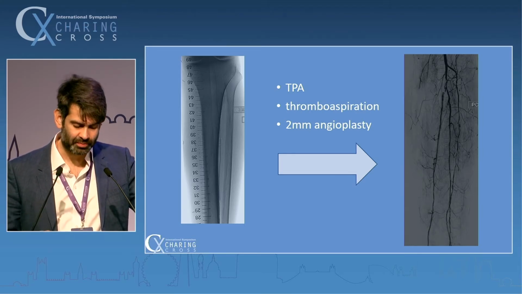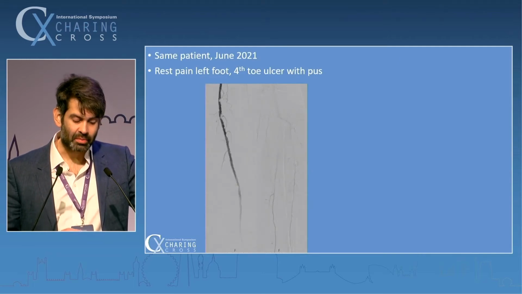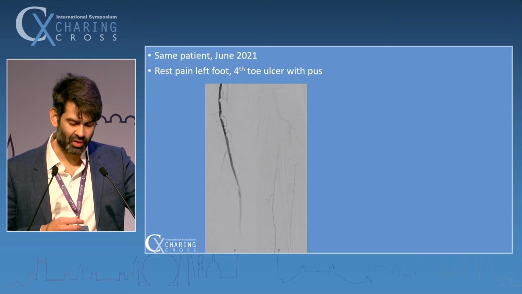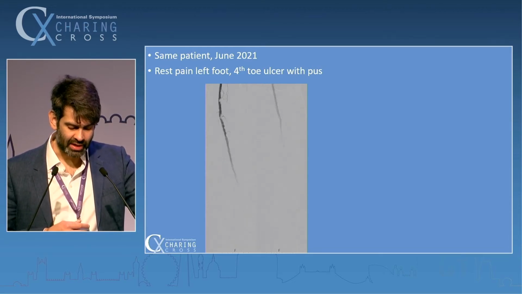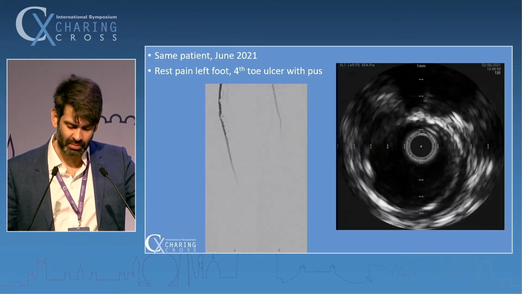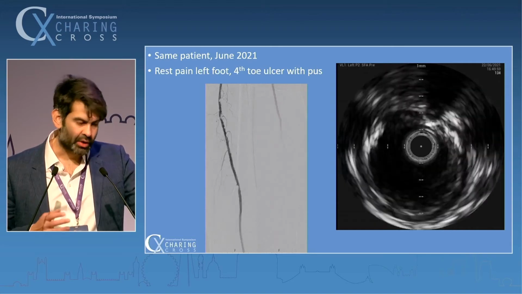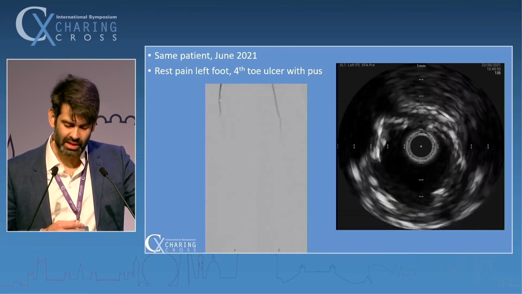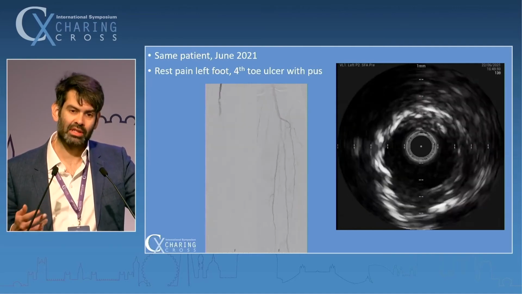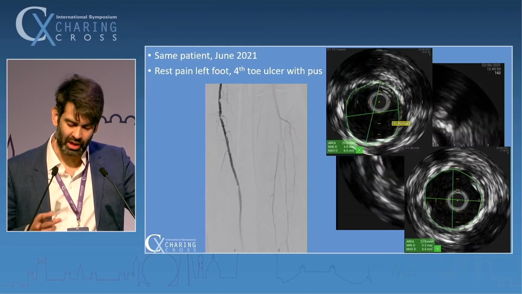with a decent runoff. The same patient presents to us 2 years later with new occurrence of rest pain in the same foot. He's got a fourth toe ulcer with pus expressed from the wound, and you can see here the disease has essentially recurred in exactly the same place with exactly the same severity, but now we have IVL available. You can see on the intravascular ultrasound pictures how calcified this disease is, and you can understand how this is going to respond to plain balloon angioplasty, and we know how the atherectomy story ends from the previous procedure.